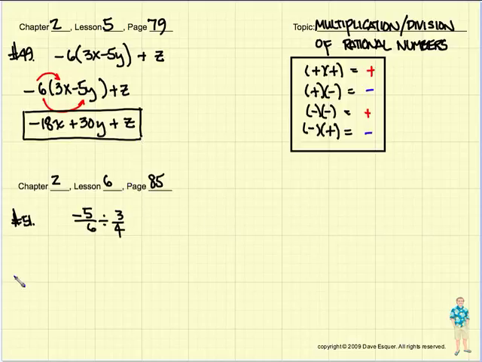Let's move to Chapter 2, Lesson 6, page 85. This one is the division section, and we're doing exactly the same thing we did here for multiplication, except we're doing it backwards, that's all. So let's begin with minus 5/6 divided by 3/4. I hope you remember minus 5/6 divided by 3/4.